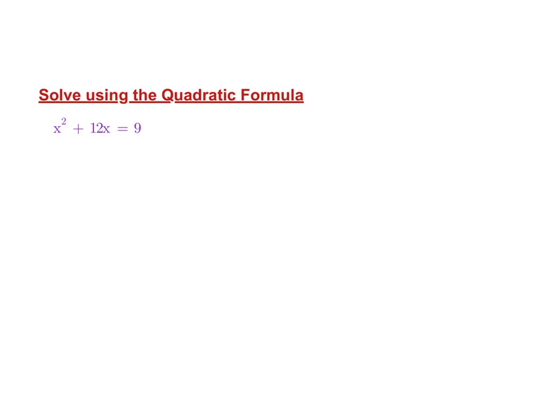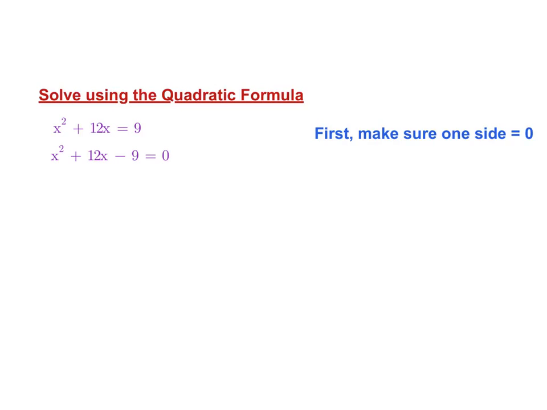So we're going to solve this equation using the quadratic formula. Okay, x squared plus 12x equals 9. What's the first thing I have to do? Move the 9. Why? What has to always be true? One side has to be 0. Okay, so we're going to move the 9 to the other side. x squared plus 12x minus 9 equals 0.